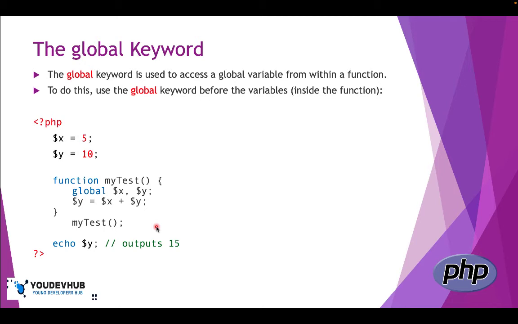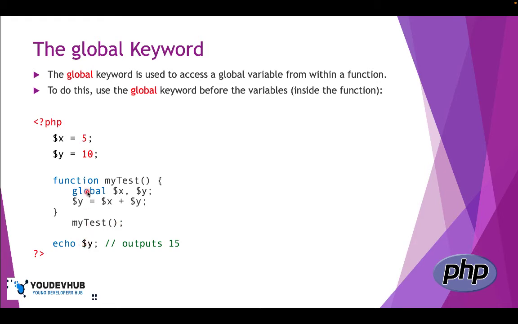Okay, we also have the global keyword. The global keyword is used to access a global variable from within a function. To do this, we use the global keyword before the variable inside the function. For instance, we have a variable x of 5 and a y of 10, and we have a function myTest. Declaring a global x and y, we can output it anytime: y equals x plus variable y, myTest, and we can echo it out.